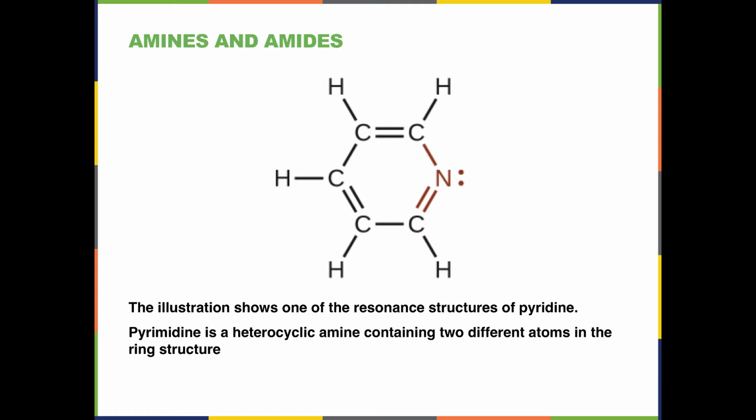Pyridine is a heterocyclic amine, which means it has 2 different atoms in the ring. That's what heterocyclic means. Heterocyclic means that there's more than one different atom in the ring itself. And this is the carbon, nitrogen in the ring, thus the name heterocyclic amine.